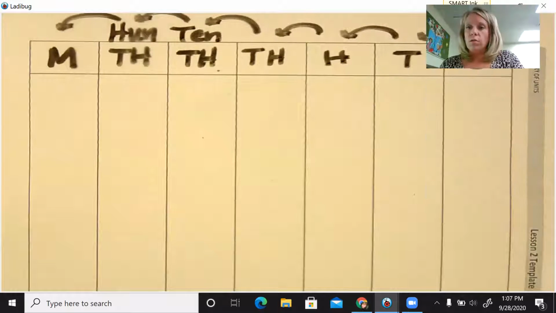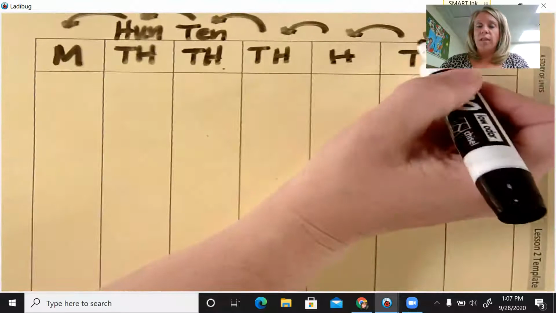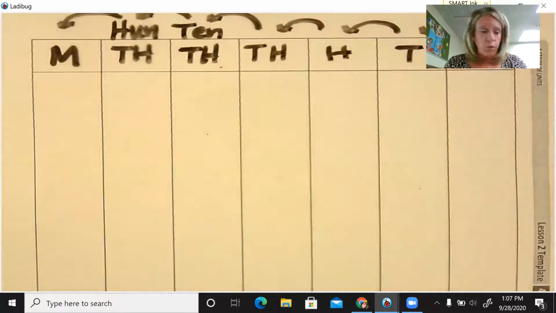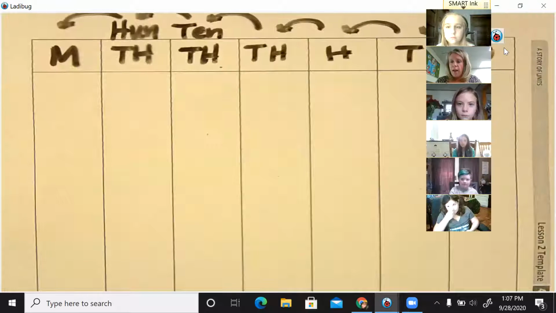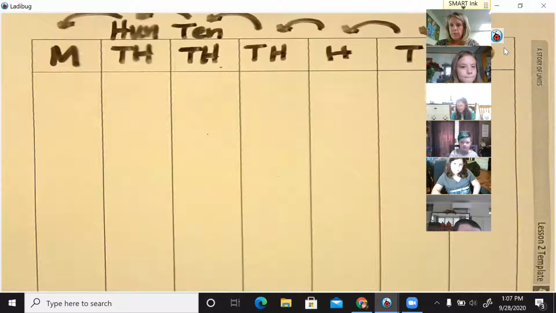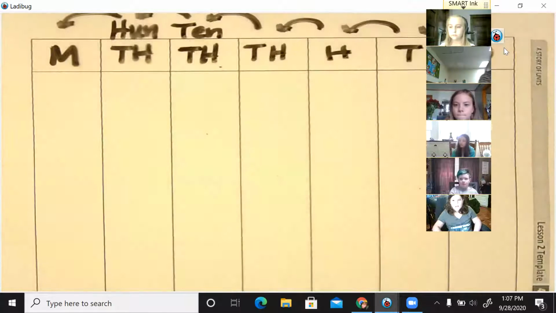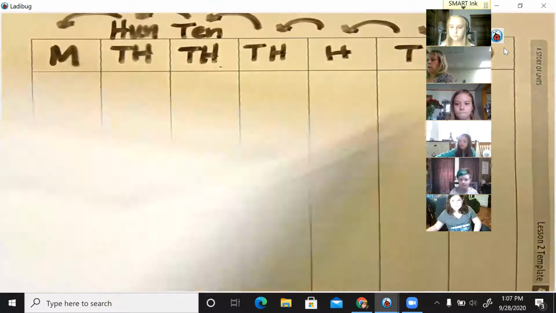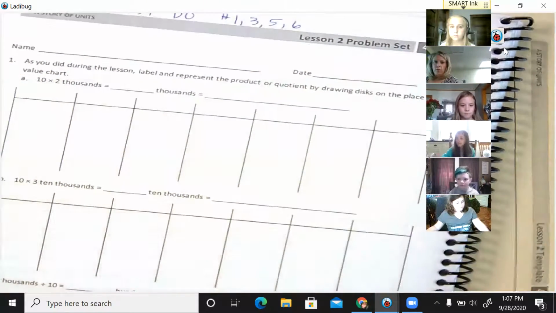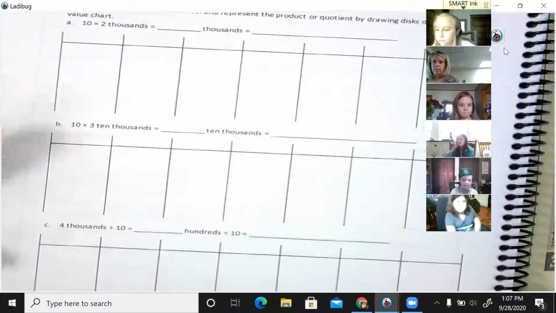So today, we also saw that you can move the other way. So when we are dividing, we're not going to be moving to the left anymore, but we'll be moving to the right. Before we get started, were there any questions that anyone had about the lesson 2 video? Everyone looks good? Okay, so now go ahead and take out your student workbook and you're going to turn to page 8.